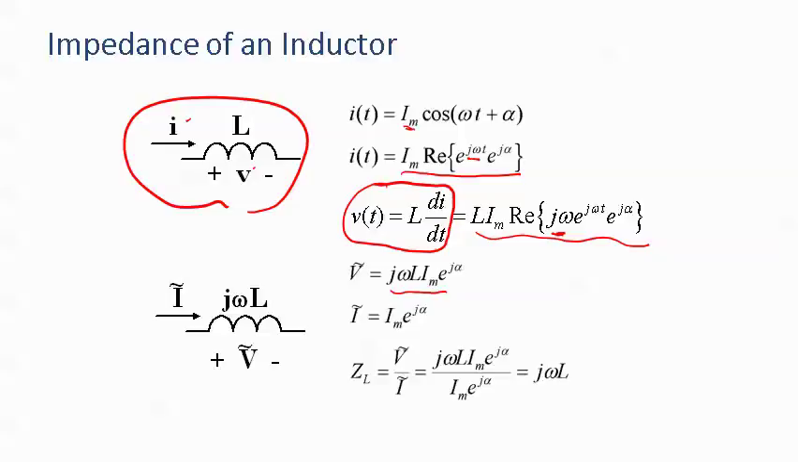We now define impedance as the ratio of the voltage phasor to the current phasor. And if we carry out that ratio by stacking the voltage on top of the current in this equation at the bottom, then you see there's some cancellation. The e to the j alphas cancel, the I maxes cancel, and we're left with j omega L as the impedance of the inductor. So it's an imaginary value proportional to the radian frequency.